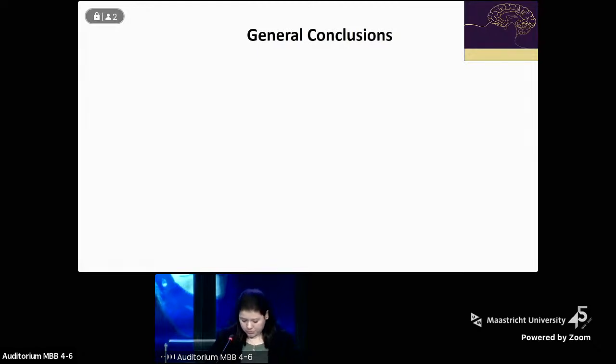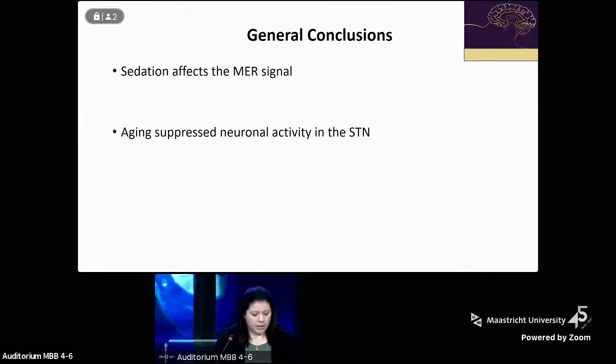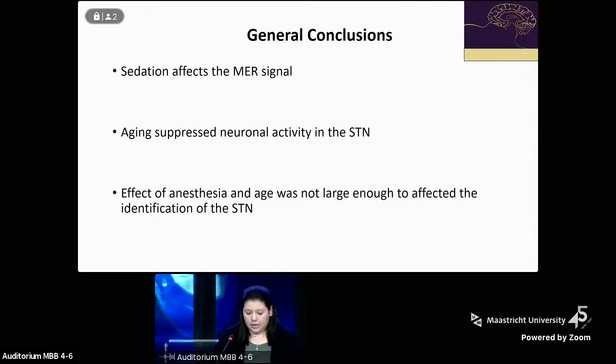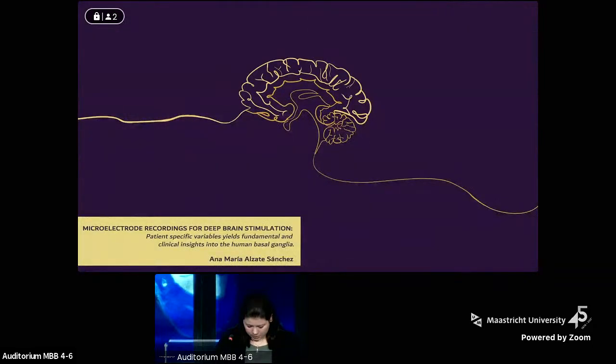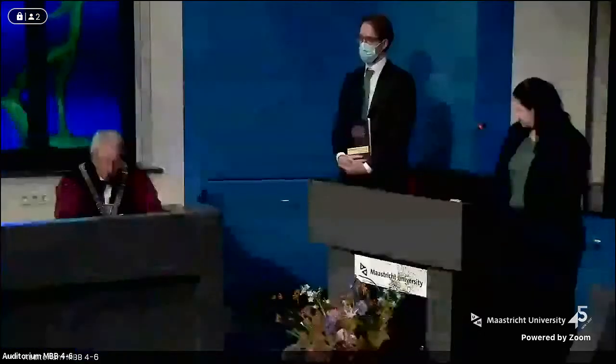So in conclusion, in the thesis, we show first that the sedation does affect the microelectrode recordings. Second, the aging also affects these recordings, mainly by suppressing the activity. But finally, despite this, the effect of age and anesthesia is not large enough to affect the identification of the STN. So thank you for your attention, and I give the word back to the rector.